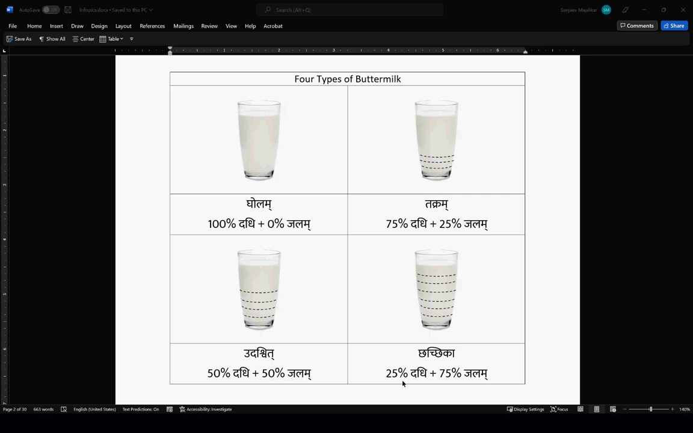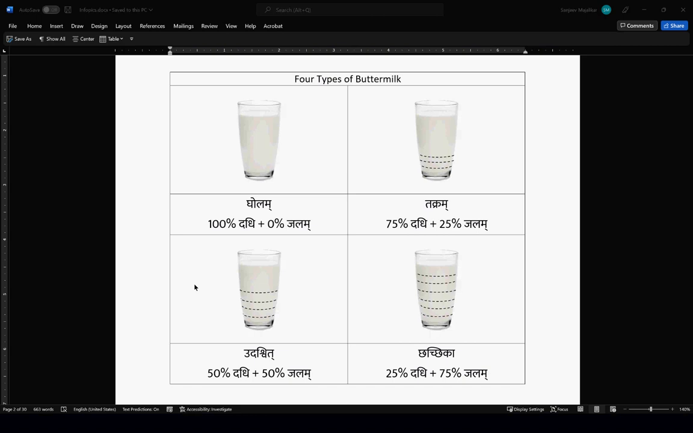Different words. All these are still buttermilk, is it, sir? Udashvit and chachika, they are all still considered buttermilk? I don't know what they call it in English. It's like different proportions of water and curds. Oh, different dilution. So this golam is pure buttermilk.